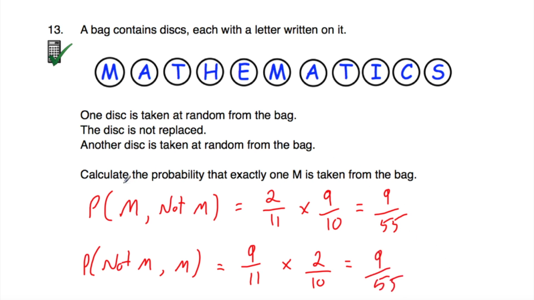And that's fantastic. We've now got the probability of getting an M and not an M, so exactly 1 M. And we've also got the probability of getting not an M and an M, also exactly 1 M. If we add those two probabilities together, that'll then tell us the probability of getting exactly 1 M from the bag. So if we add together 9/55 and 9/55, that's equal to 18/55. And that's it. So the probability that exactly 1 M is taken out of the bag would be 18/55.